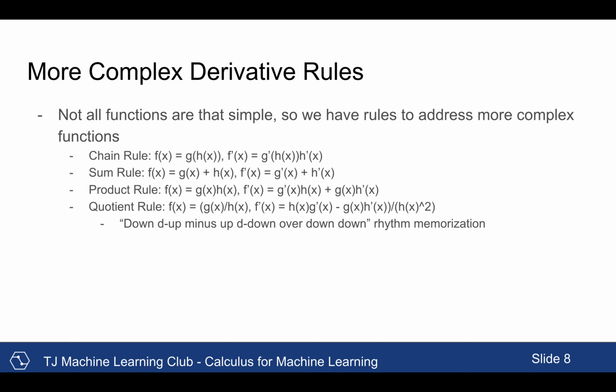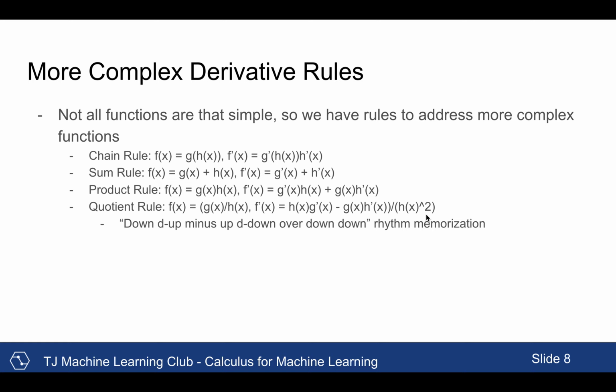Okay, and the quotient rule is quite long. So there's a kind of not quite rhyme, but sing-songy pattern they teach in calculus to make it more digestible: down d up minus up d down over down down. So when we look at this, down is the denominator, h of x, times d up, which is the derivative of the numerator g of x, minus up, g of x, times d down, the derivative of h of x, over the denominator squared. Okay, so down, down.